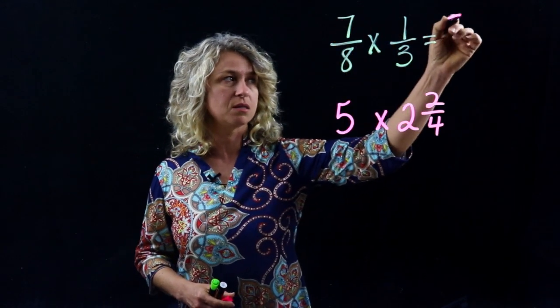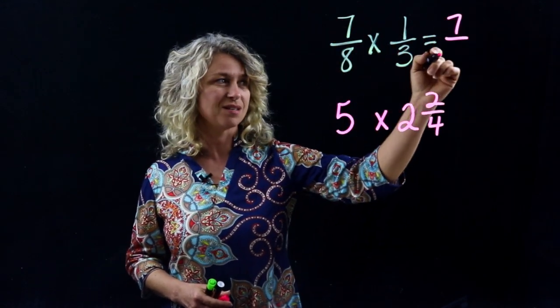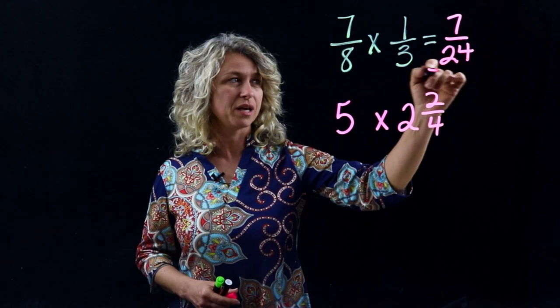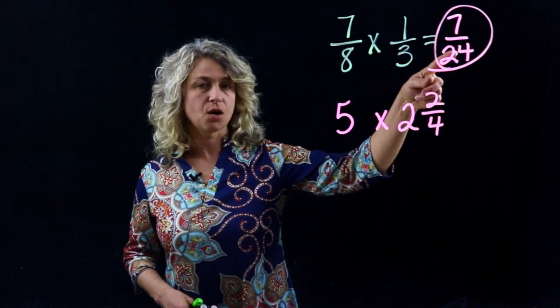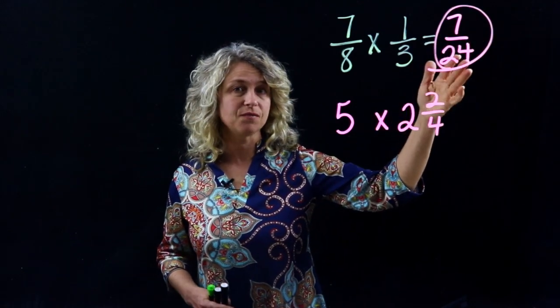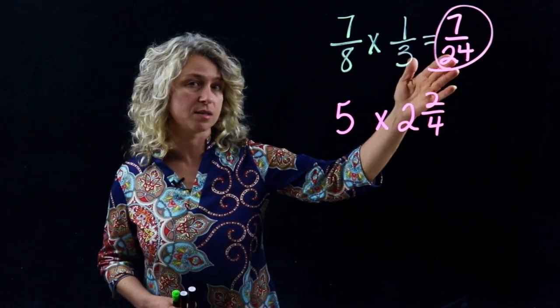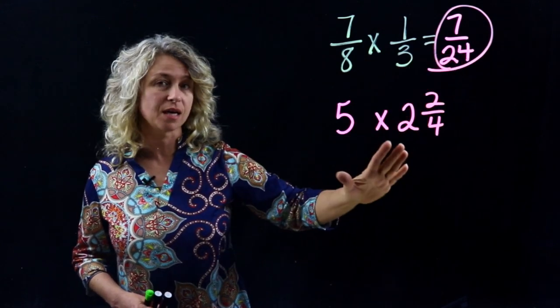7 times 1 is 7, and 8 times 3 is 24. And here's your answer. And so the 7/24, this is in simplest form. We do not need to change this answer. All right, look at this next example.